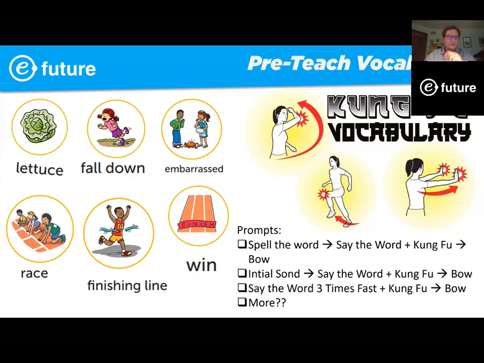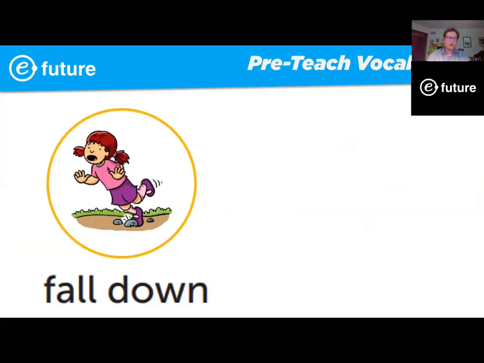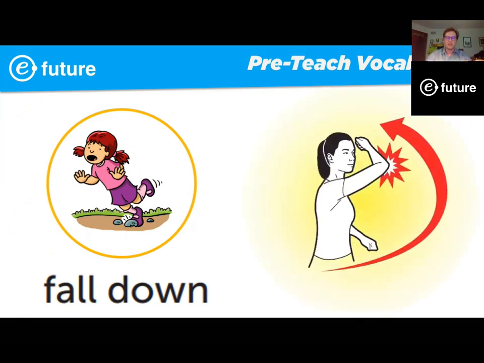So, Kung Fu. Now, I like to use this because it gets kids up, okay? So, let me do one with you. I hope everybody's doing this at home. But it's a good way to get kids moving. So, if I want them to practice speaking, fall down, I want them to say the word 3 times, do the Kung Fu, and bow, okay? So, fall down, fall down, fall down. Fall down, okay? So it kind of just gets them up. It's practicing.